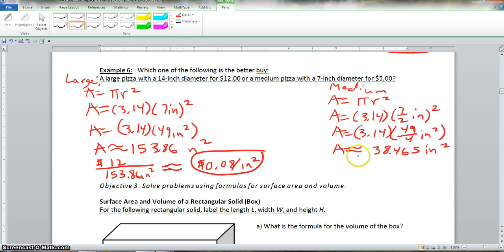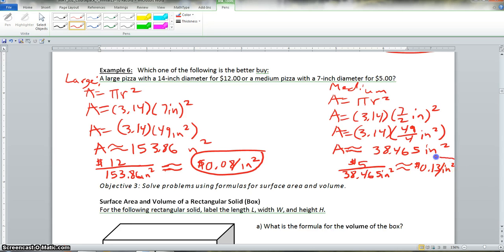Now, to find out the price of this pizza per square inch, we would take $5 divided by 38.465 square inches. Now, this would give us approximately 13 cents per square inch.